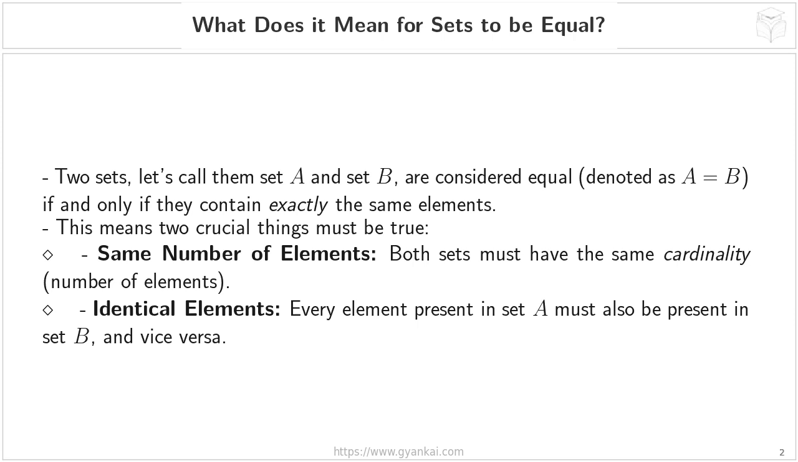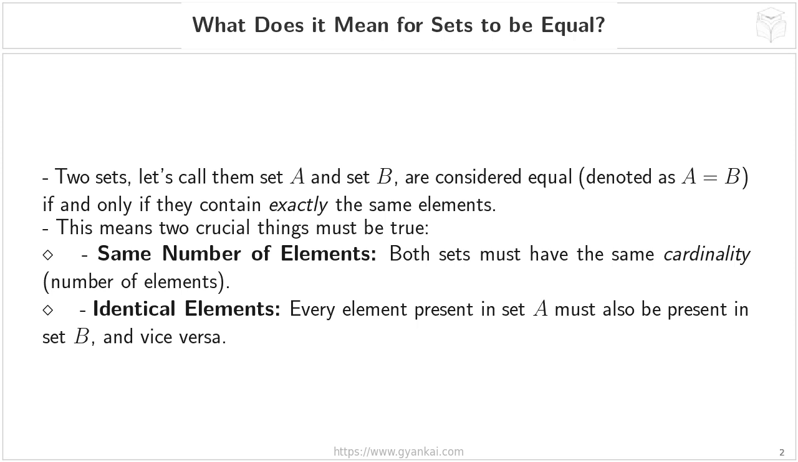Now, what does "exactly the same elements" actually mean? Well, it breaks down into two key things. First, they must have the same number of elements. In more formal mathematical terms, we call the number of elements in a set its cardinality. So, both set A and set B need to have the same cardinality, the same number of items inside them. Second, and this is equally important, the identical elements condition. This means every single element that's found within set A must also be found within set B. And every single element in set B must also be in set A.